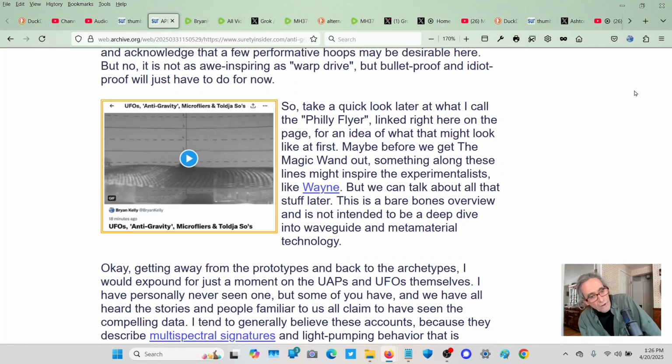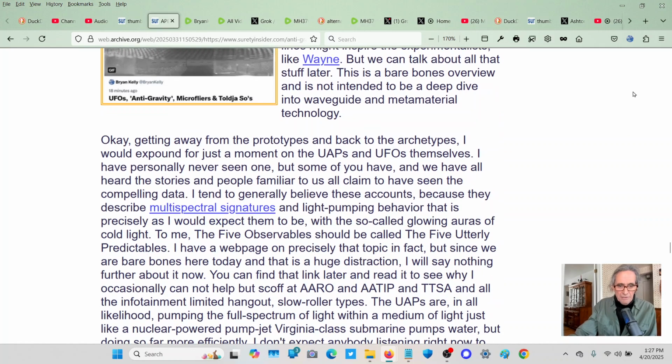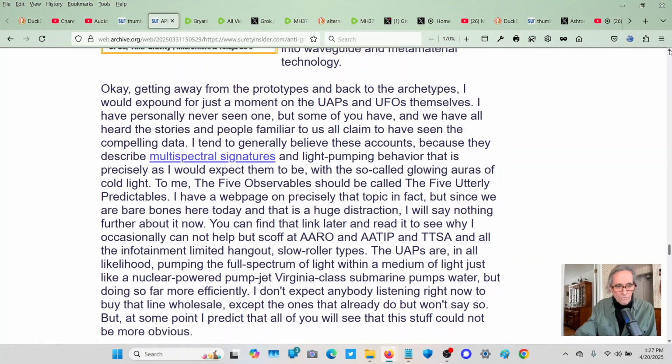So, take a quick look later at what I call the Philly Flyer, linked right here on the page, for an idea of what that might look like at first. Maybe before we get the magic wand out, something along these lines might inspire the experimentalists like Wayne, who has been inspired and was before I came along too, but we agree on many things. You can click his link. But we can talk all about all that stuff later. This is a bare bones overview. All right? It's not intended to be a deep dive into waveguide and metamaterial technology. I have other videos on that if you want to look at that. Okay.